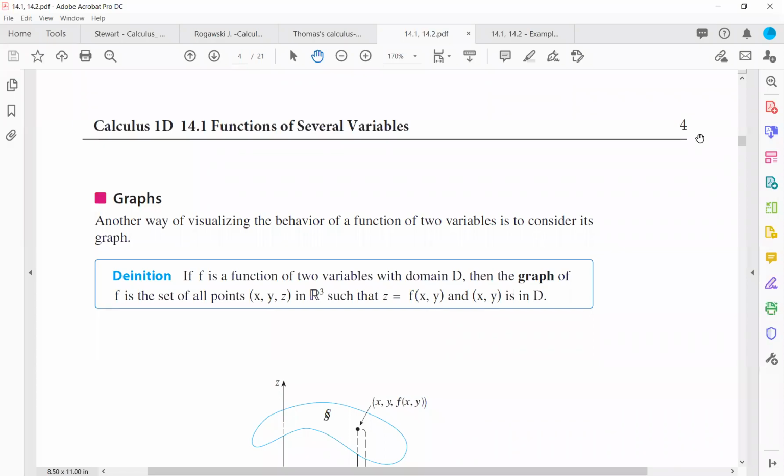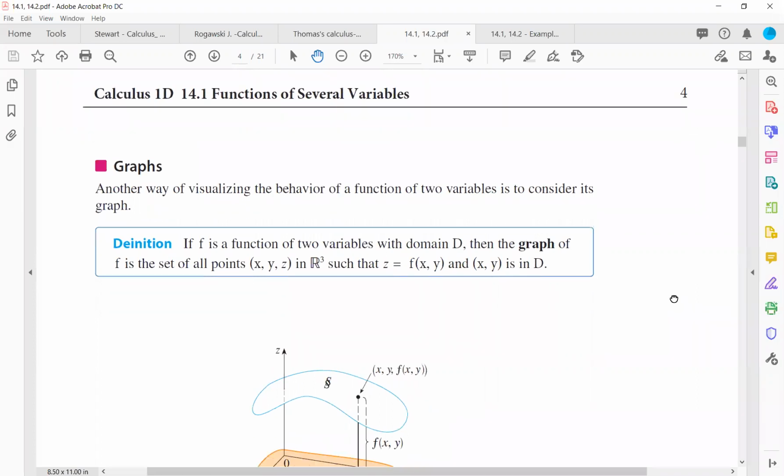Next, we're going to talk about graphs of functions. The process is the same as you graph a function in one variable. You plug in values for your x, you evaluate the function, you have a bunch of points in the xy plane, connect them together, and have the graph of a function in one variable.